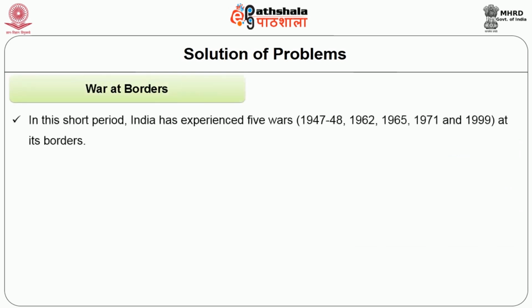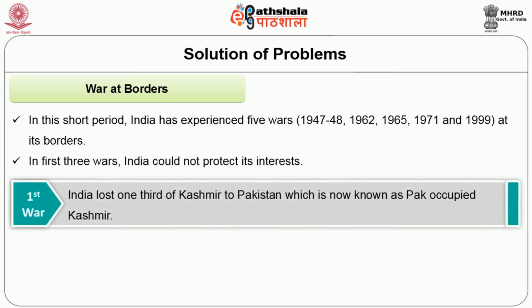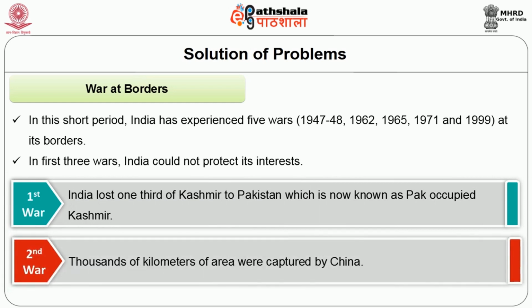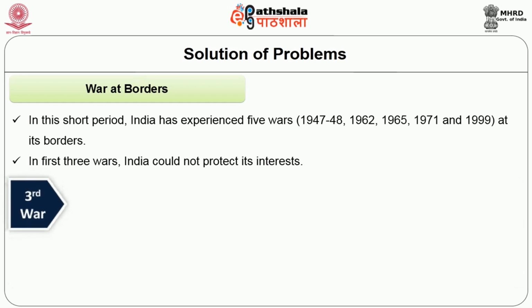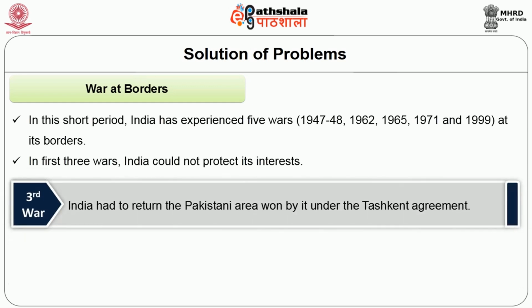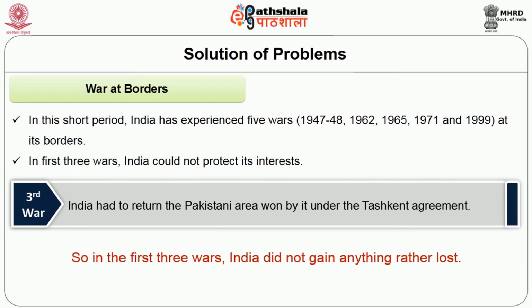War at borders. In this short period, India has experienced 5 wars: 1947-48, 1962, 1965, 1971, and 1999 at its borders. In the first 3 wars, India could not protect its interests. In the first war, India lost 1/3 of Kashmir to Pakistan, which is now known as Pak-occupied Kashmir. In the second war, thousands of kilometers of area was captured by China. In the third war, India had to return the Pakistani area won under the Tashkent Agreement. So in the first 3 wars, India did not gain anything, rather lost.